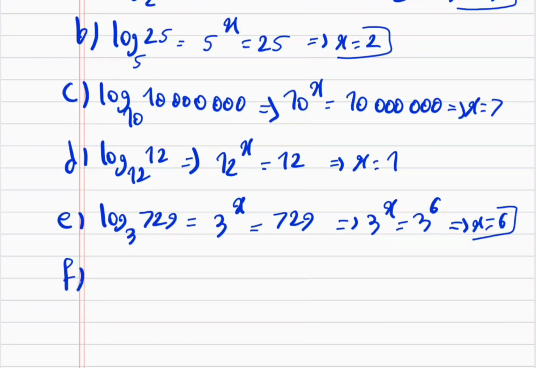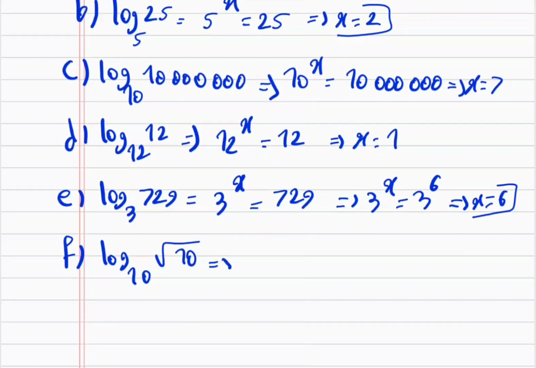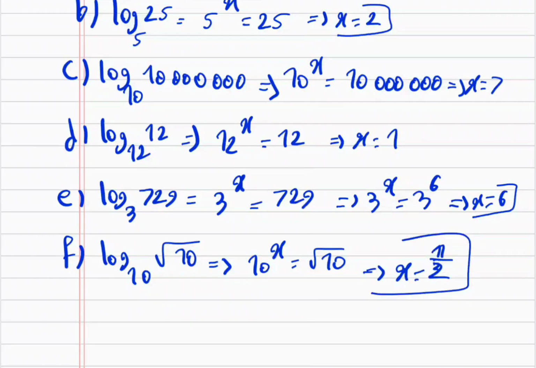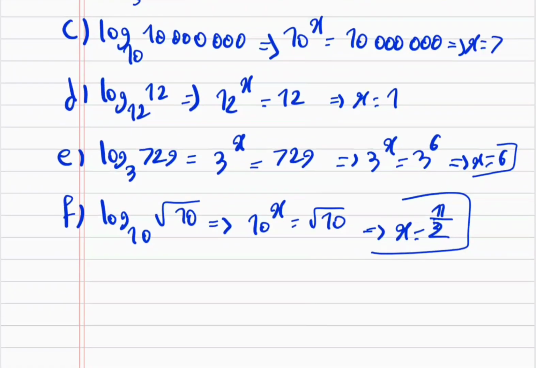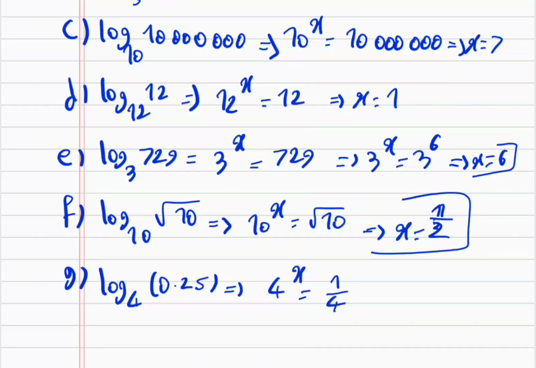So in F, we have log base 10 of root 10, so again as usual we have 10 to the power of x is equal to root 10, and obviously x is just equal to a half. And for G, we have log base 4 of 0.25, and so 4 to the power of x is equal to 0.25, or just 1 over 4, and this is the same as 4 to the power of minus 1, so x is minus 1.